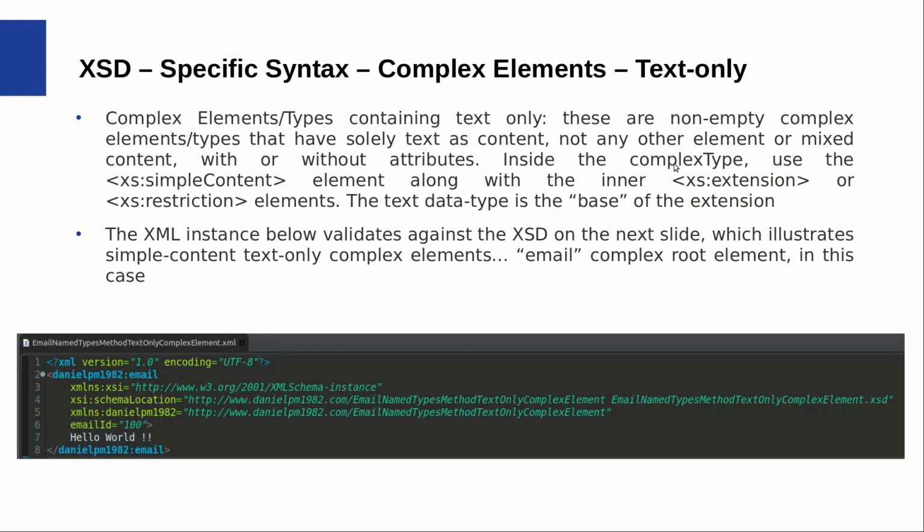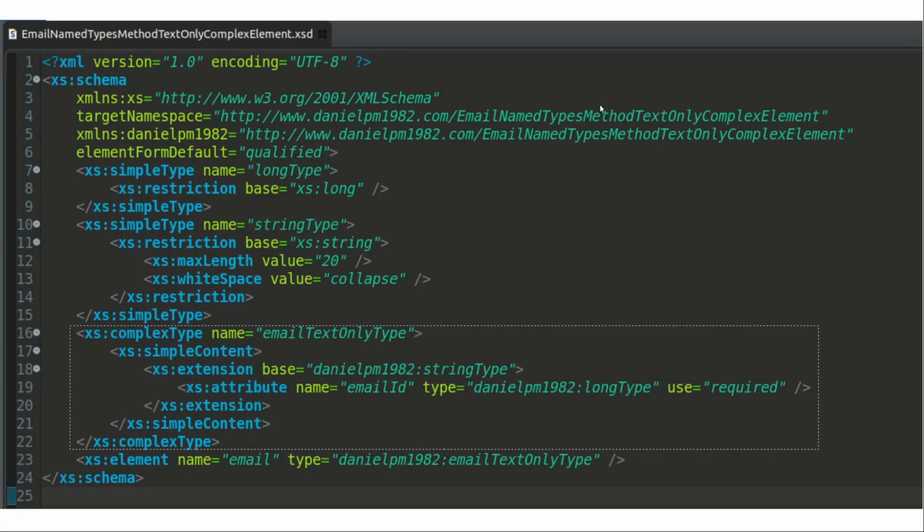So the way we do it is to use at the complex type a simple content element along with an extension element or a restriction, with the text data type being the base of the extension. Let's see the schema example that validates this XML instance. I call it email named types method text only complex element.